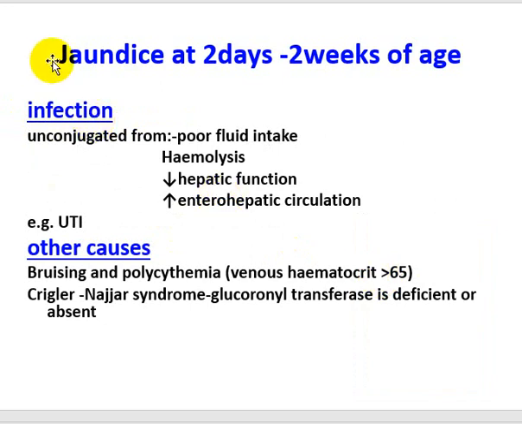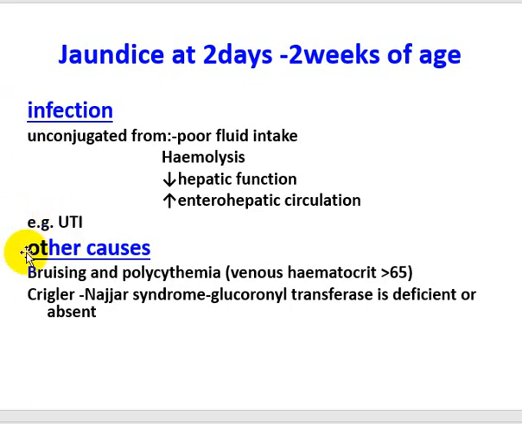There are other causes of jaundice like infection. During infection, the unconjugated form of bilirubin can occur due to poor fluid intake. Again, the enterohepatic circulation is increased. Decreased hepatic function is also behind the cause of jaundice in infection. An example of infection is urinary tract infection.